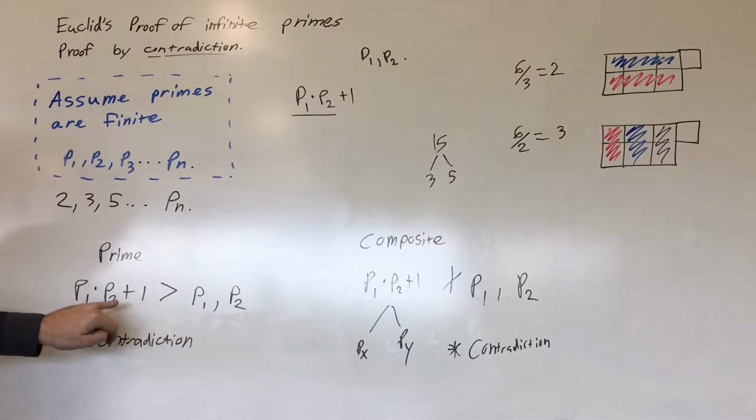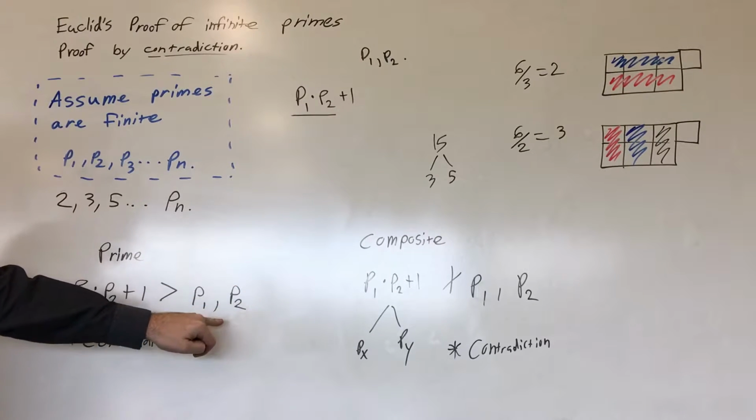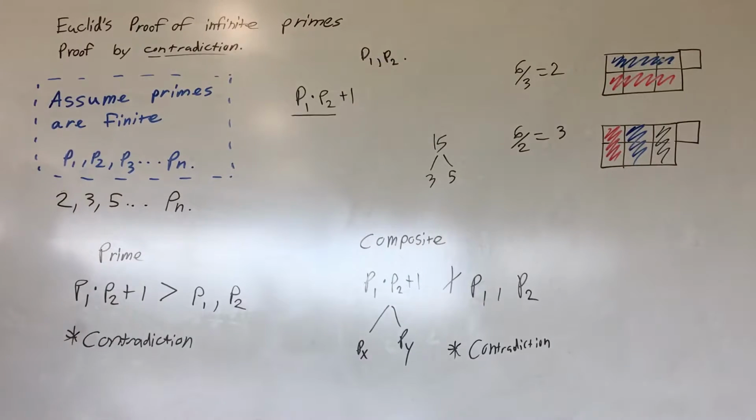It's greater, it's a prime, right? Assume it's a prime, but it's greater than this one, so it's not that prime. And it's greater than this one, so it's not that prime. So it's a new prime that needs to be added to the list. It's not a complete list.